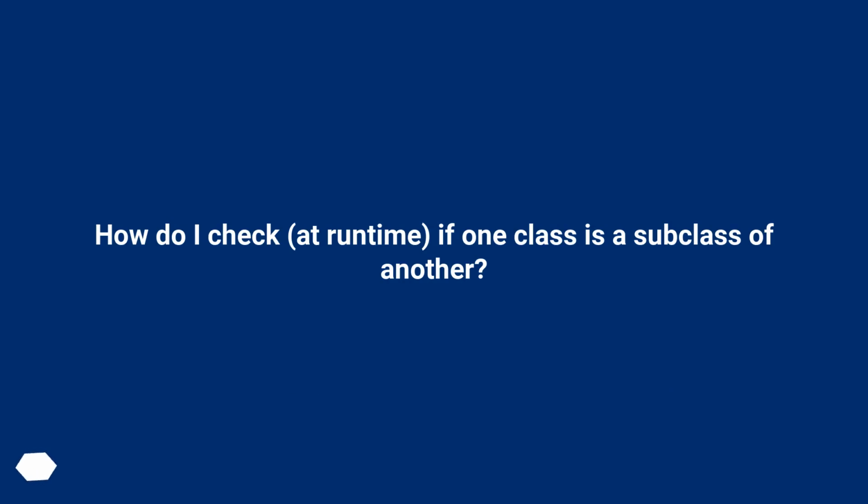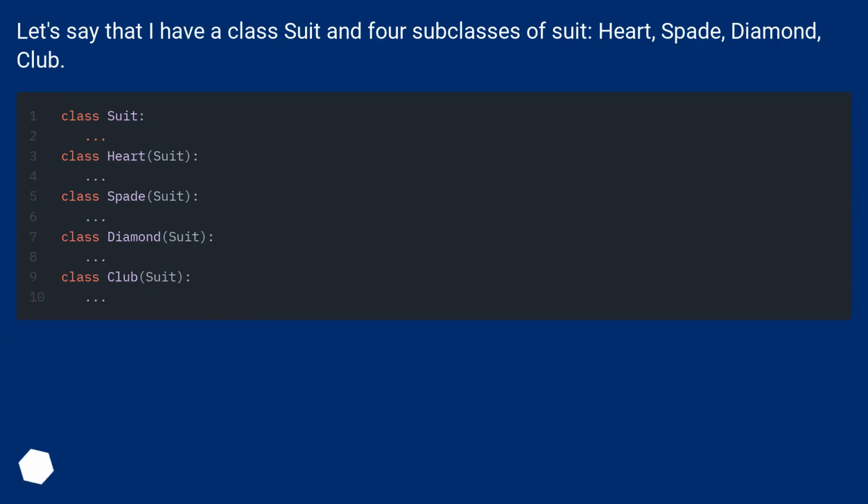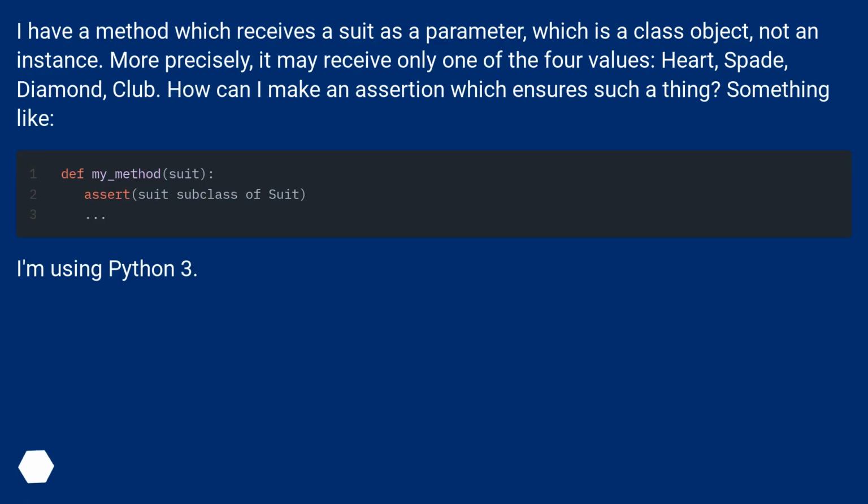How do I check, at runtime, if one class is a subclass of another? Let's say that I have a class Suit and 4 subclasses of Suit: Heart, Spade, Diamond, Club. I have a method which receives a suit as a parameter, which is a class object, not an instance.